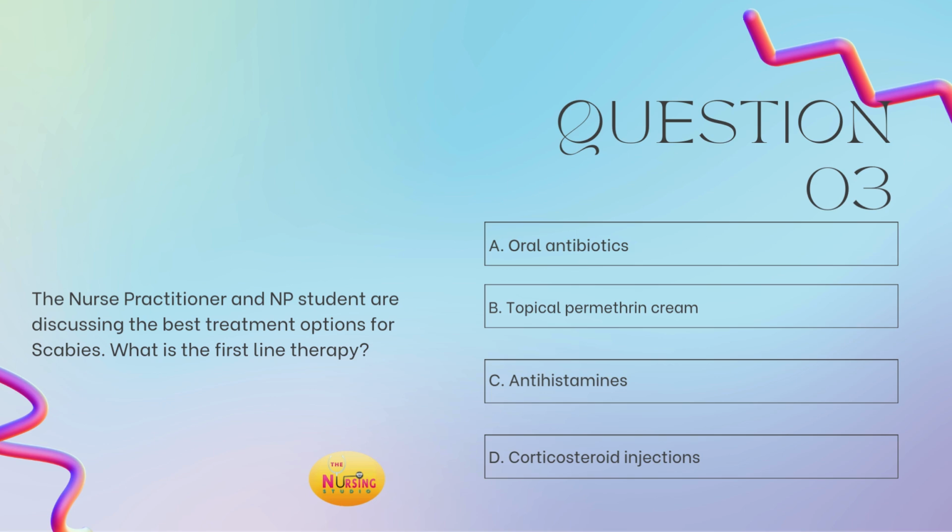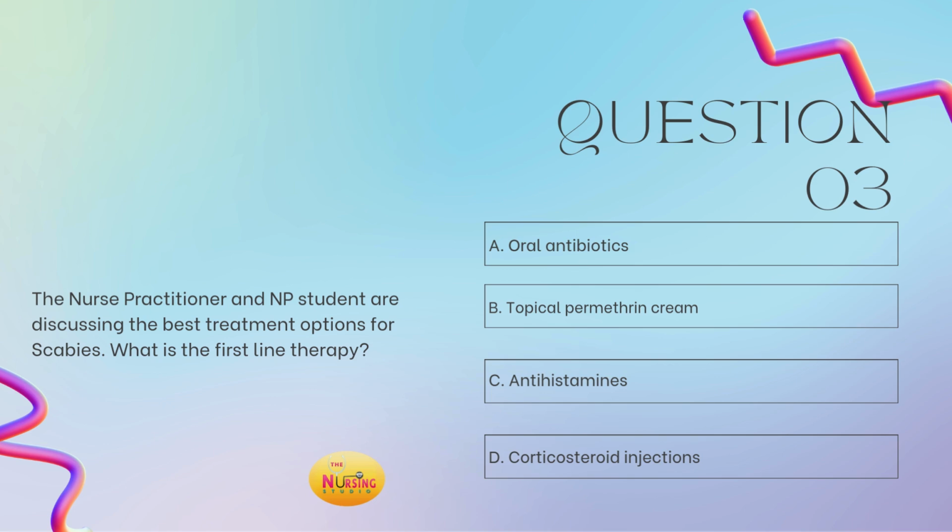All right, and lastly, question number three. The nurse practitioner and NP student are discussing the best treatment options for scabies. What is the first line therapy? Is it A, oral antibiotics, B, topical permethrin cream, C, antihistamines, or D, corticosteroid injections? Take a moment and tell me what you got.